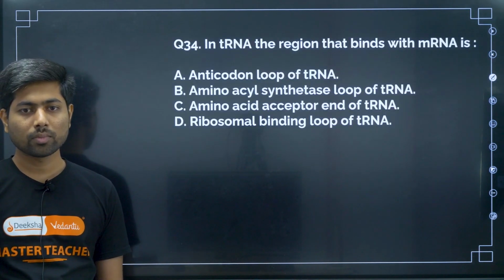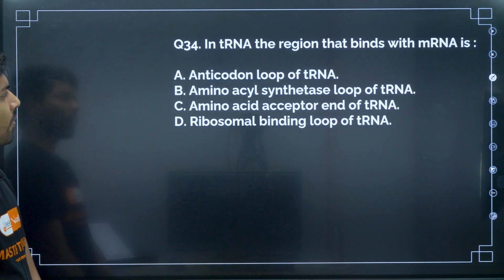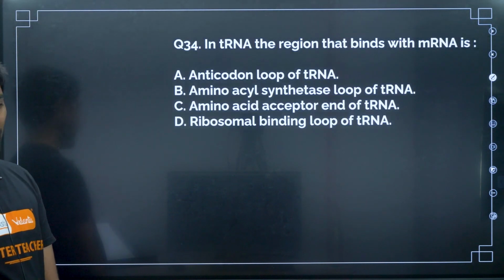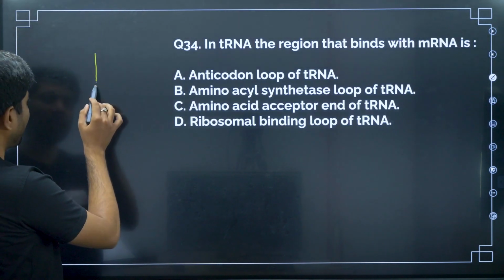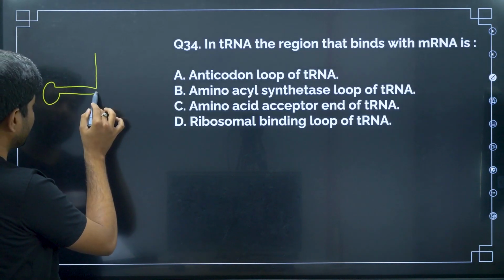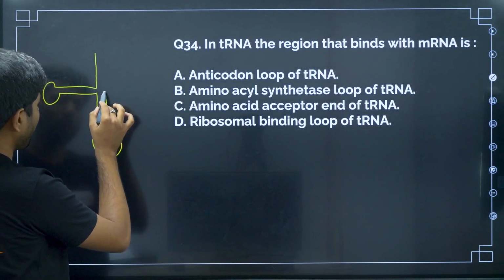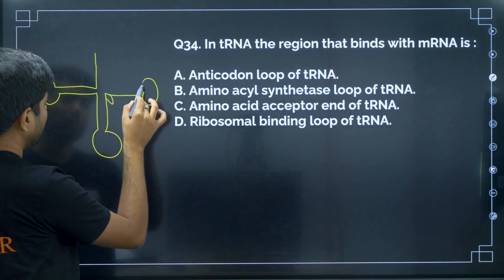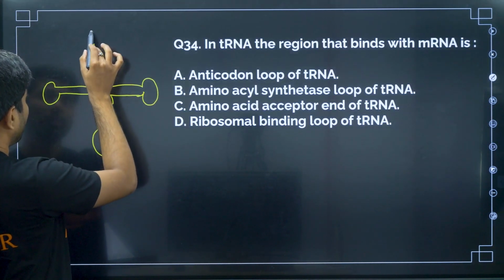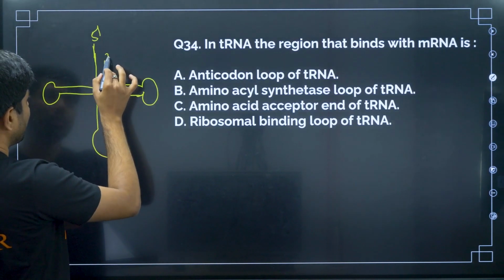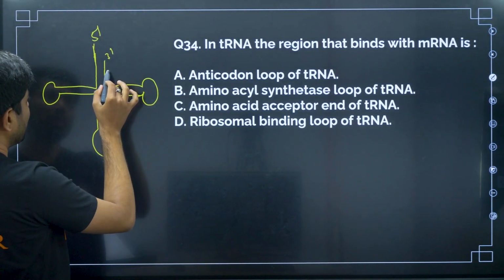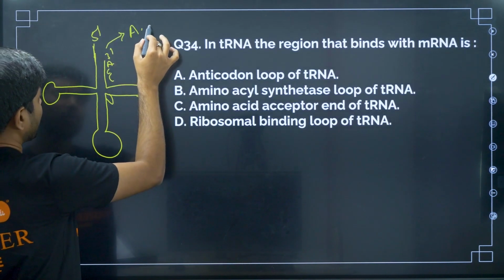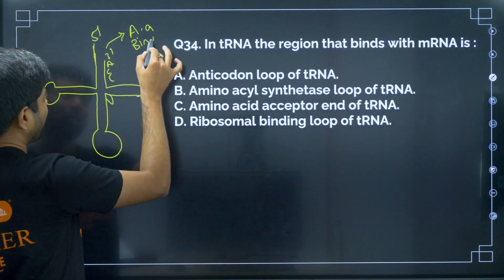Clear? Now look at question number 34. In tRNA, the region that binds to mRNA is what? It's a very simple question. You know tRNA is a cloverleaf structure like this. Here there is a variable arm. This is the 5' end. This is the 3' end. You have the CCA end. This is where the amino acid will bind, the amino acid binding region.